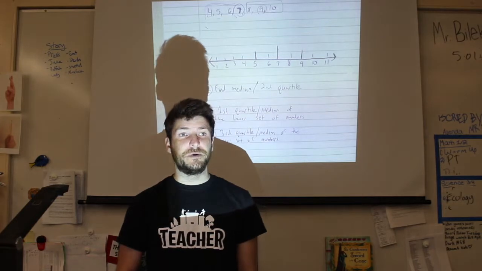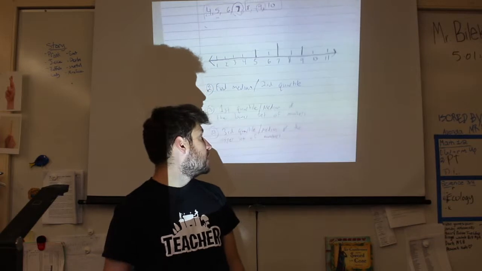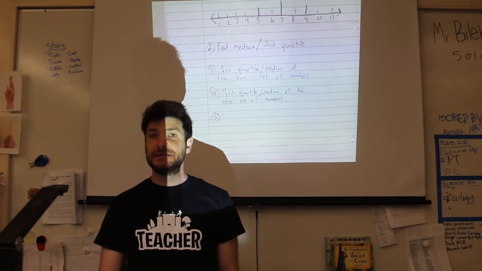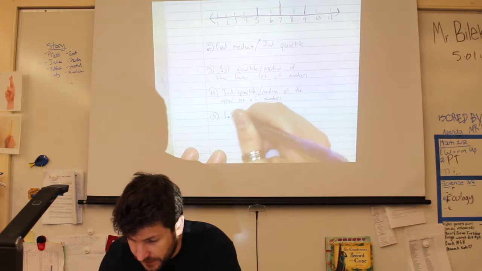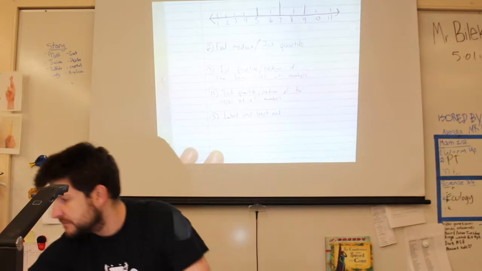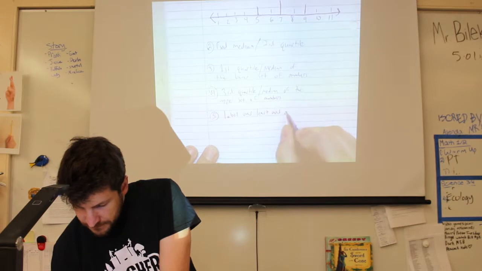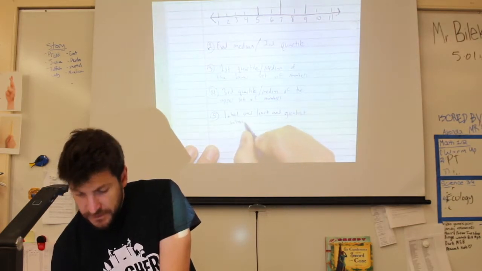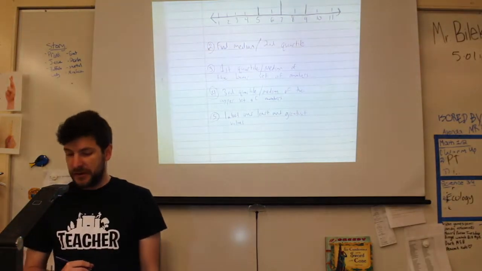Now, what we need to do, step 5, we need to label our least and greatest values. And we label them like this. So we label our least and greatest values.